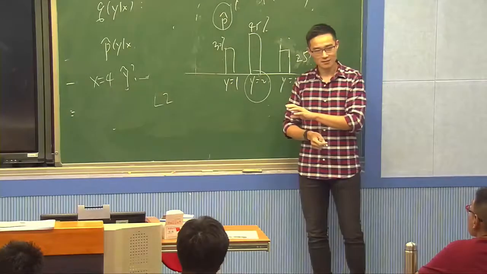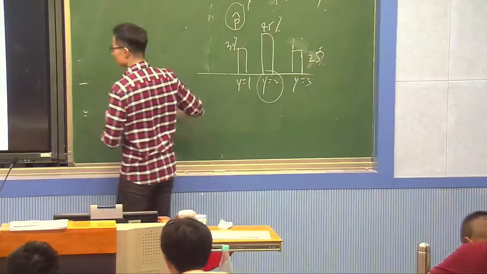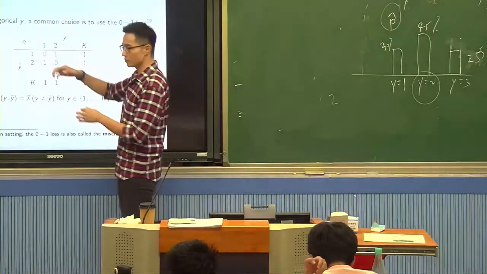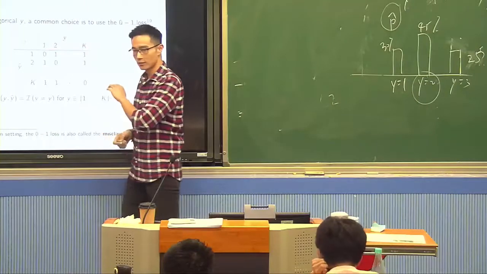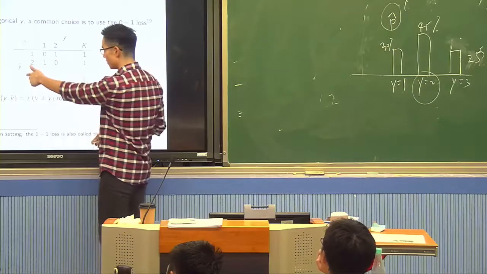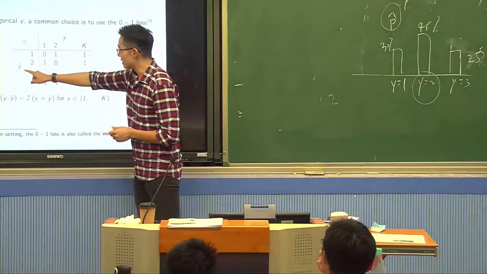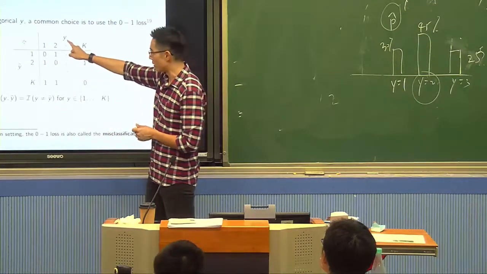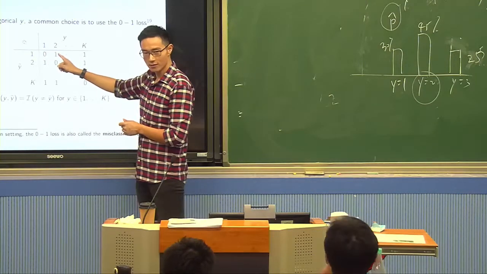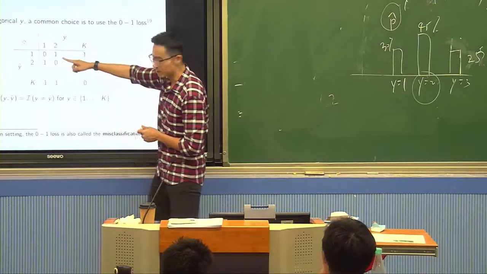But if you use a different loss function, you actually get different answers. So let me show you. Now, the 0-1 loss function, we can write it this way. Suppose the Y value goes from 1 to k. So this is the true value of Y, and this is your predicted Y value. The 0-1 loss function basically says if your prediction is exactly the same as the true value, my loss is 0. But as long as they're different, it's 1. So everywhere is 1 except the diagonal is 0.